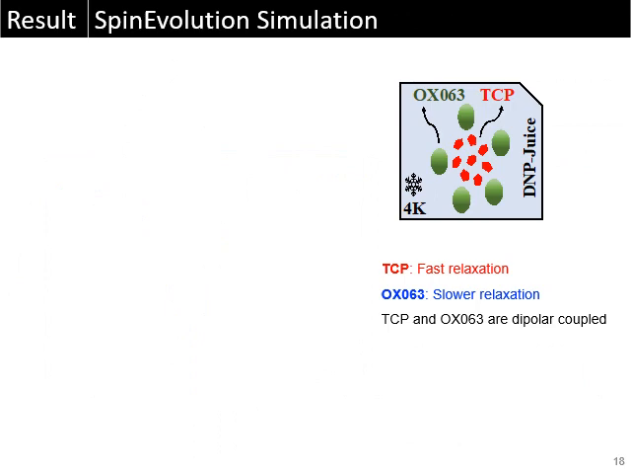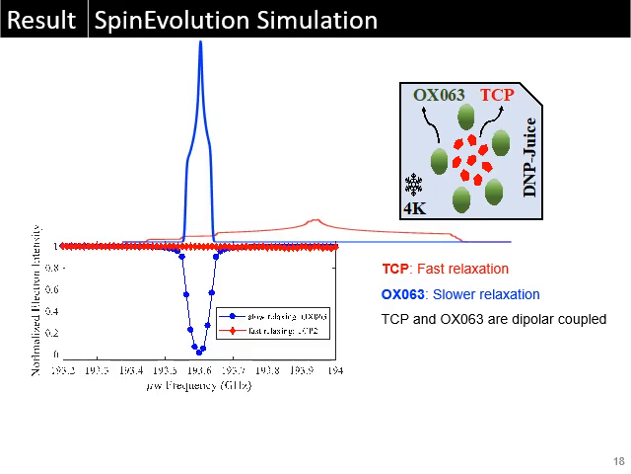To verify our hypothesis, we did a numerical simulation. We set TCP as a fast relaxing agent and trital as a slow relaxing agent, and TCP and trital are dipolar coupled. Here, the x-axis is the microwave irradiation frequency, and the y-axis is the normalized echo intensity. For trital, we are able to saturate it around the trital center frequency. However, TCP we are not able to saturate at all, similar to our hypothesis.